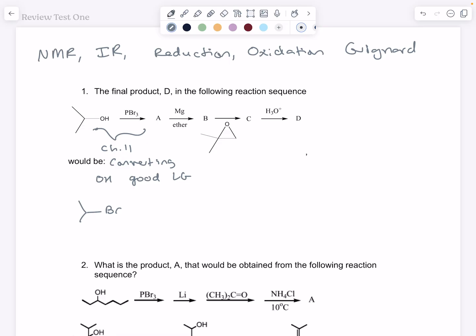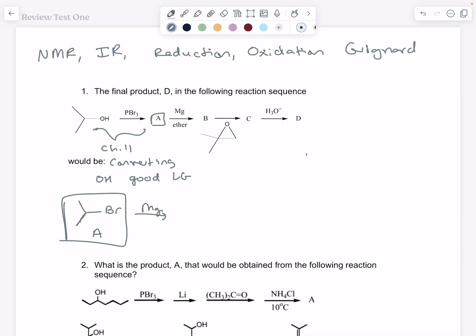There's only a few new things, but the first part is it's going to convert it into an alkyl halide, and then that's A. So the first thing we do is we just convert the alcohol into bromine, and that is answer choice A.